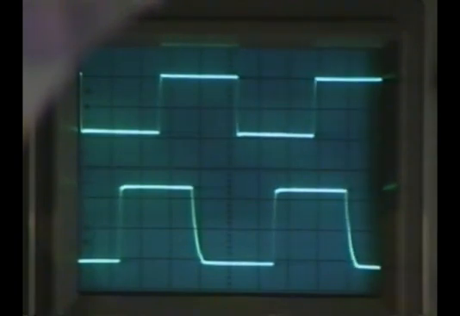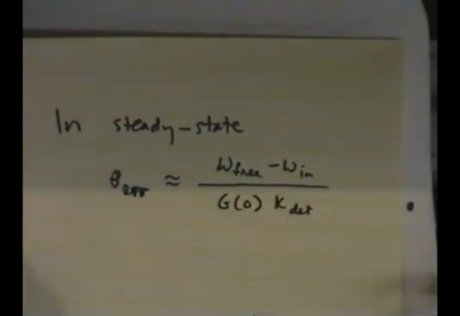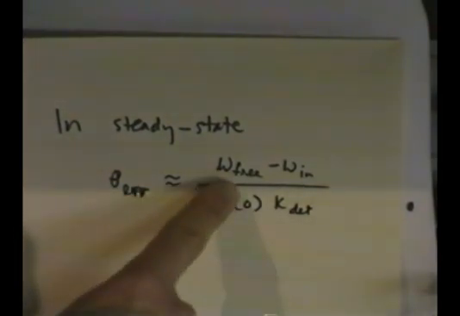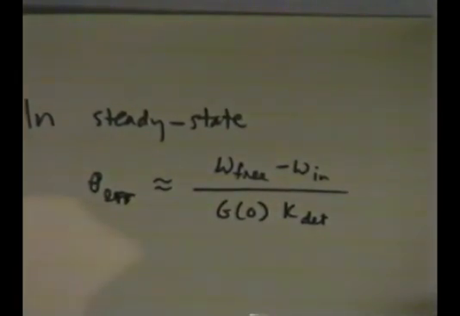And in fact, everything here is completely predicted by this diagram here, almost everything except the difference in lock range. For example, if you work out the DC, the steady state expression for theta error, you will get exactly this, directly from the linear analysis. Theta error is omega free minus omega n divided by g of 0 k det. In other words, you have to have enough phase shift to bend the VCO to match your input frequency.